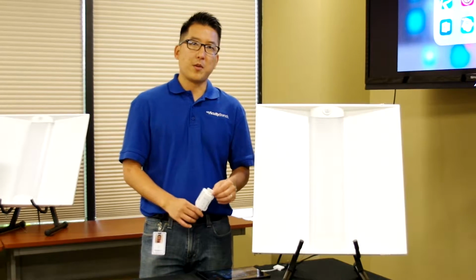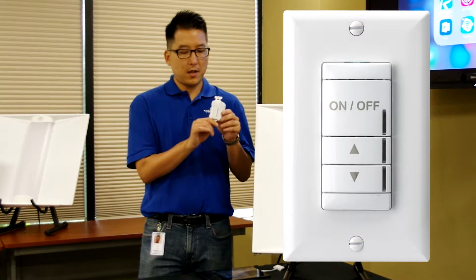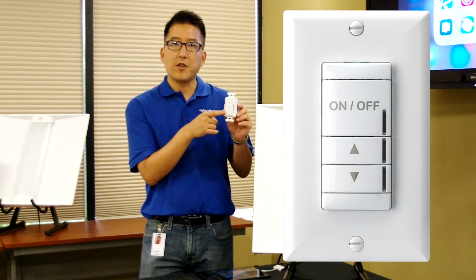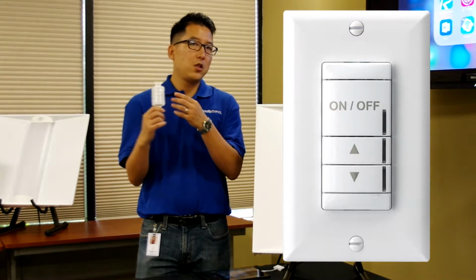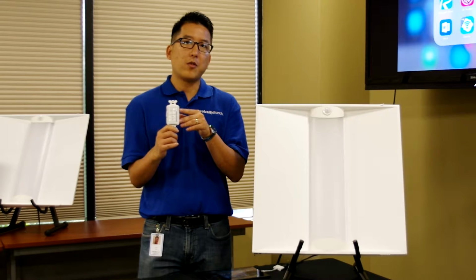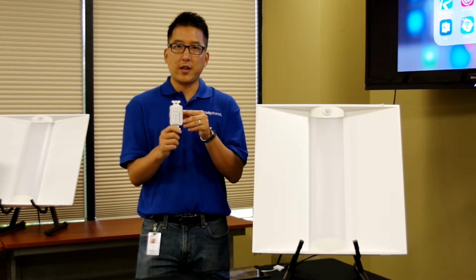The second product I'll be going over is the nLIGHT air dimmer switch. Now this switch provides on-off, raise, and lower functionality. It also has two radios built into it just like the sensor. It has one radio for device communication and one radio to communicate with your Clarity app.